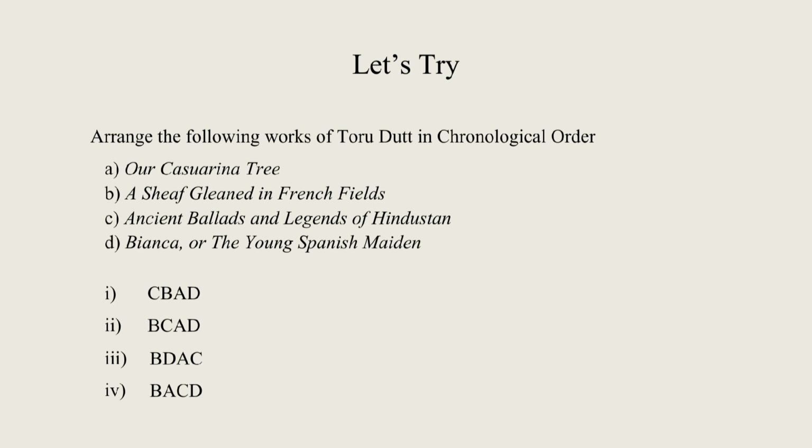Recall the plot, recall the story which I told you earlier. What was the story? A French field bought by a young Spanish maiden. By tricking the seller, she points out a casual tree and gives it a sacred image from ancient ballads and legends of Hindustan. So the correct option is option 3, B, D, A, C. I'm pretty sure many would have got this answer right.